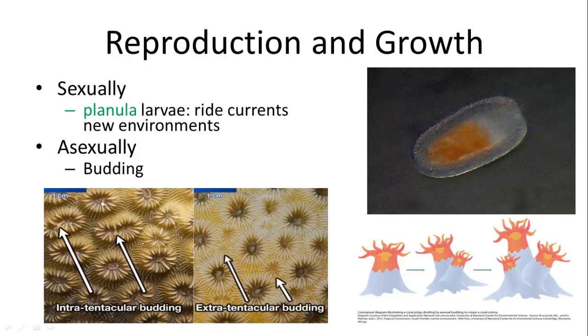Reproduction, they can reproduce sexually and create these planulae larvae, which are little larvae which will then go and attach to the substrate and grow into a polyp form. Once they then establish, they will start asexually reproducing and create large colonies through budding.